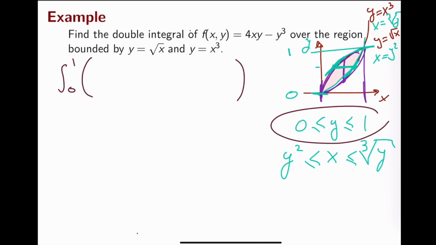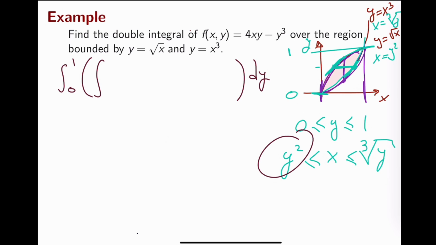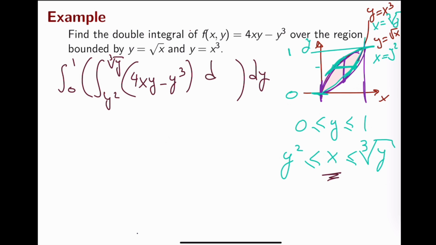So the setup of the integral now will be the integral between 0 and 1, and this is going to be now dy, right? So the outer variable is going to be y, and inside we're going to do the integral between y squared and cubic root of y, of the function 4xy minus y cubed, and the variable here is the x, right? The one that varies between these two. This will be the setup of the integral if we consider this domain as a domain of type 2.